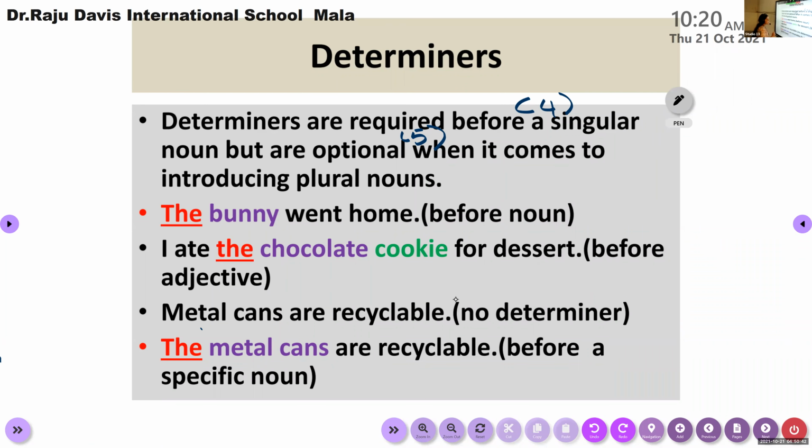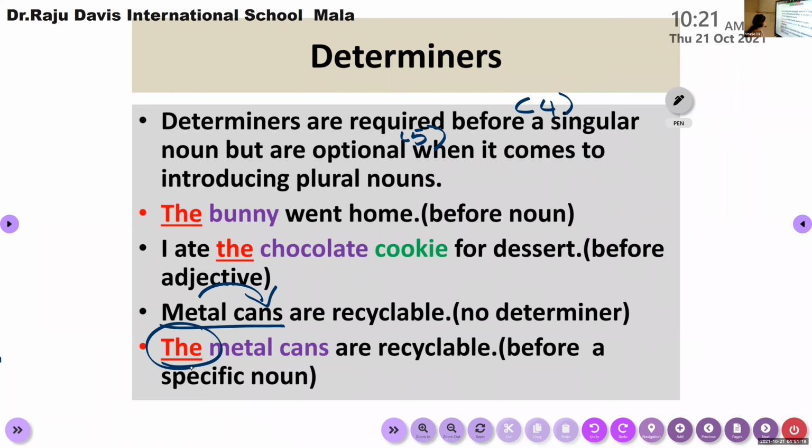Look here. Metal cans are recyclable. As I have told in points number 4 and 5, determiners are required before a singular noun, but are optional when it comes to introducing a plural noun. Here, metal cans. Metal is an adjective describing the plural noun cans. So if we are not using the before metal cans, there is nothing wrong. If you use the before metal cans, there is nothing wrong there also. Here the is said to be the determiner used.